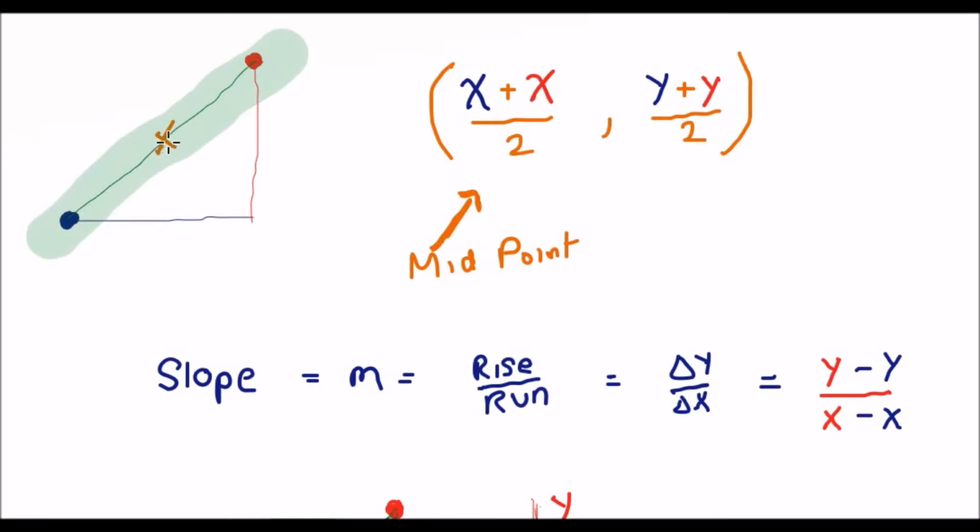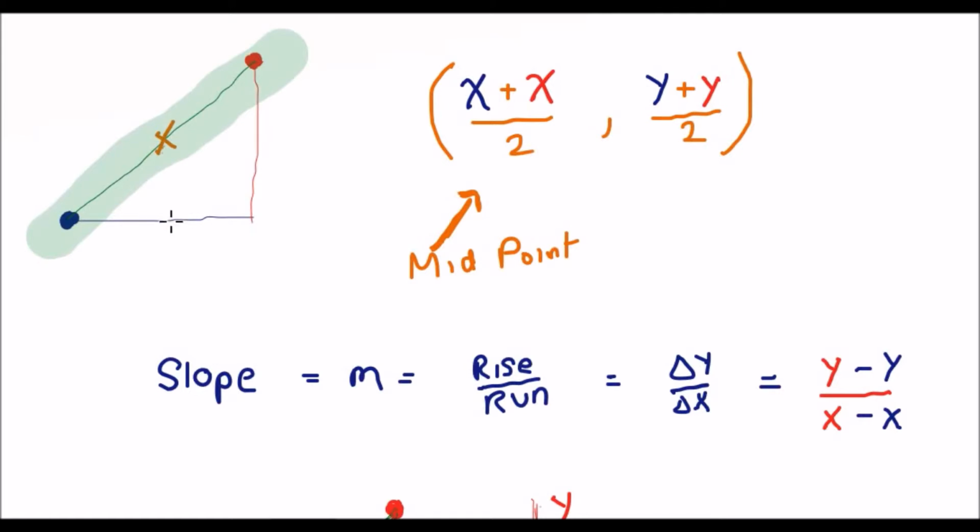Now if you notice that the orange point, this x coordinate is in the middle of the x coordinates from the red and the blue, so it lies in the middle of either of these x coordinates, and the y coordinate of this midpoint also lies in the middle of the y coordinate of the red and the y coordinate of the blue.